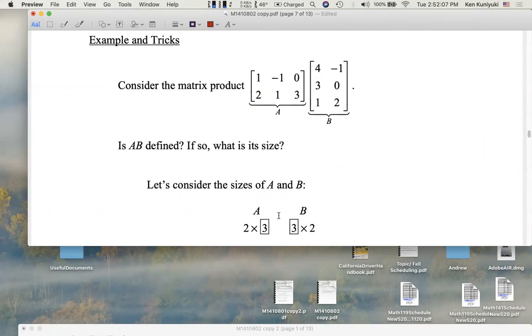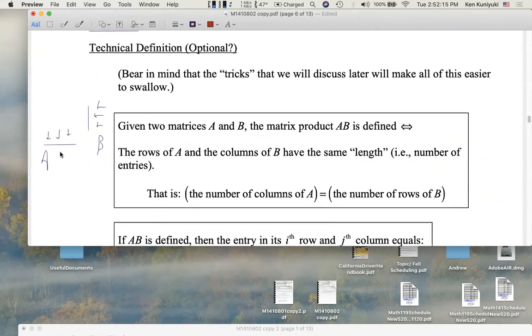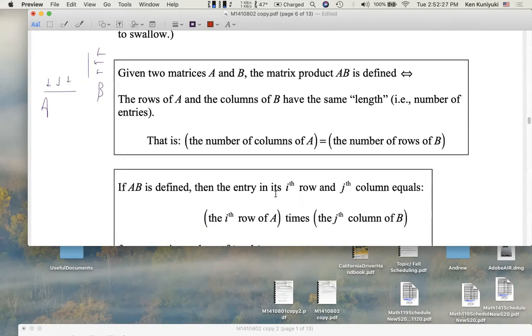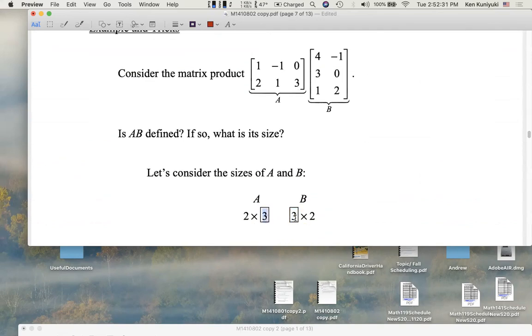The matrix product is defined because these two middle entries are equal. That corresponds to the notion that the number of columns of A is equal to the number of rows of B, meaning that when you consider a row, basically the length of the row equals the length of the column. So you can do dot products. But again, the number of columns of A equals the number of rows of B.